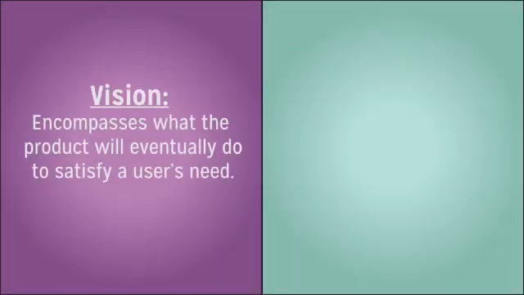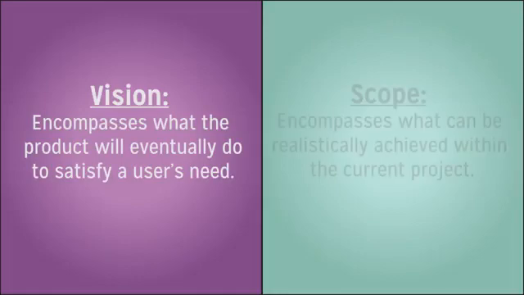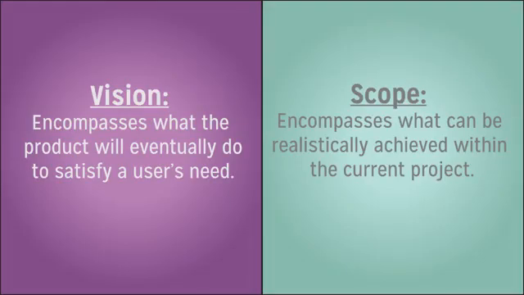Scope and vision are interrelated. While vision encompasses what the product will eventually do to satisfy a user's need, the scope encompasses what can realistically be achieved within the current project. While the client's overall purpose of the product has not changed, what is being asked of the developers has changed. So it is scope that affects development teams and their product managers the most. Therefore, scope is one of the most important things to consider when we think about a software product.